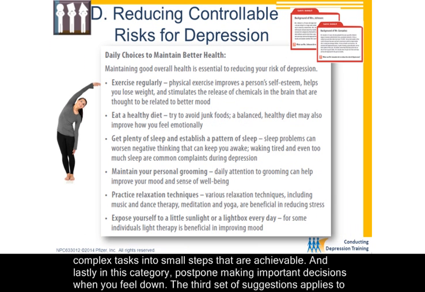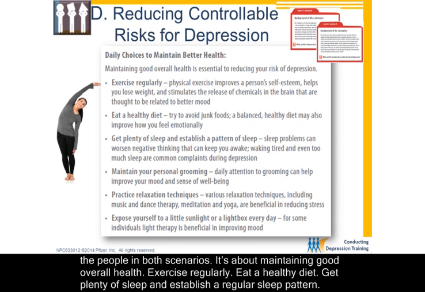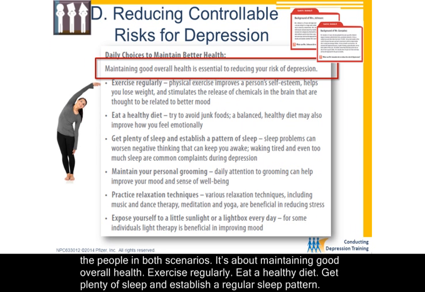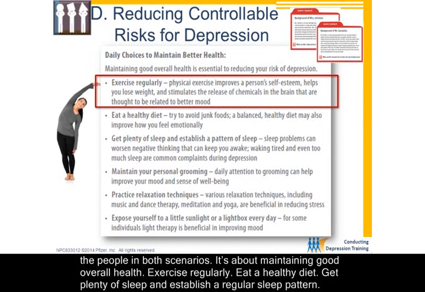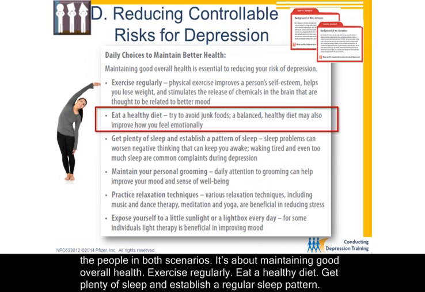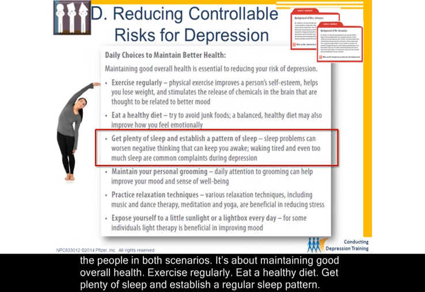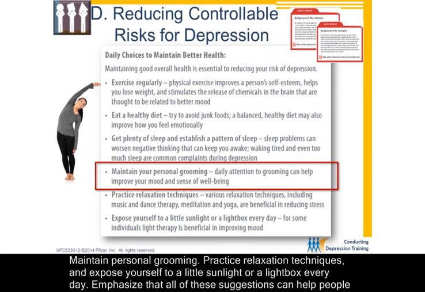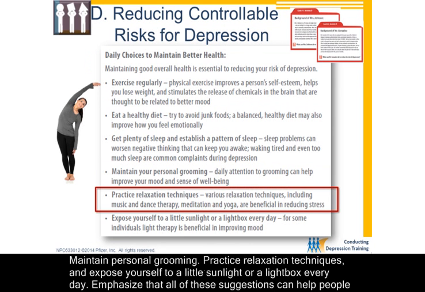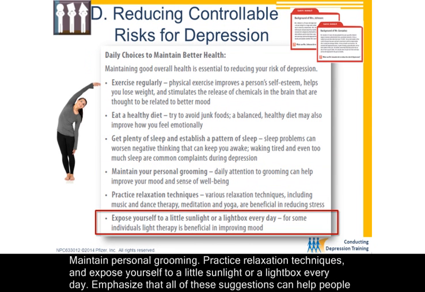The third set of suggestions applies to the people in both scenarios. It's about maintaining good overall health. Exercise regularly. Eat a healthy diet. Get plenty of sleep and establish a regular sleep pattern. Maintain personal grooming. Practice relaxation techniques and expose yourself to a little sunlight or a light box every day.